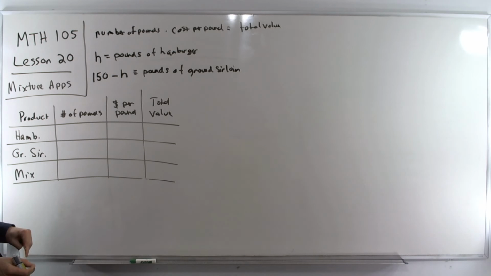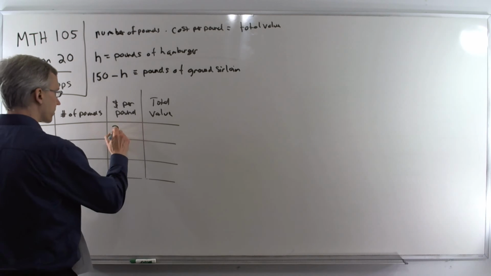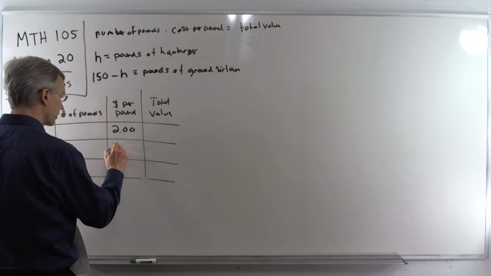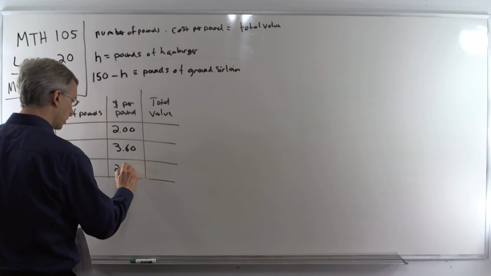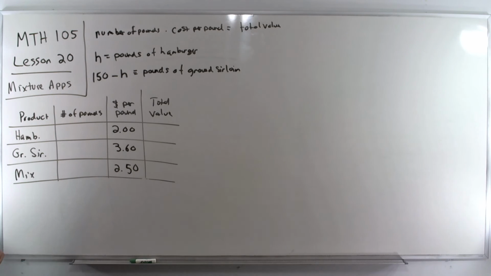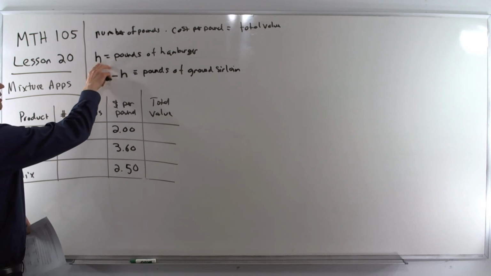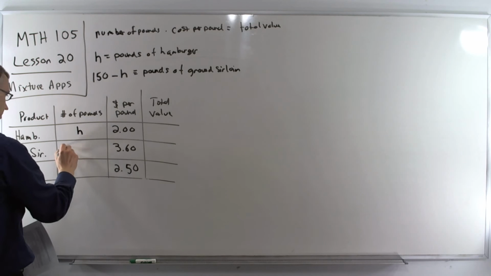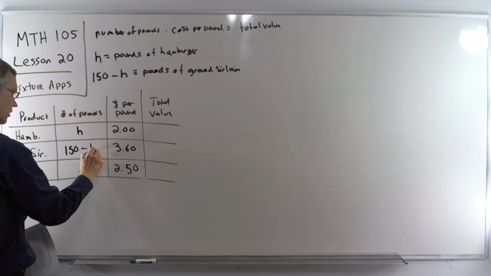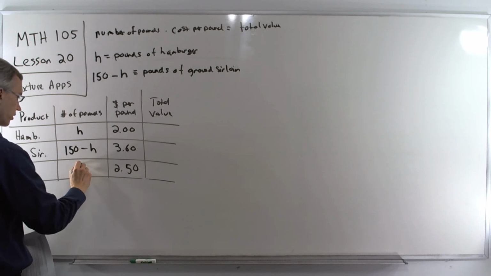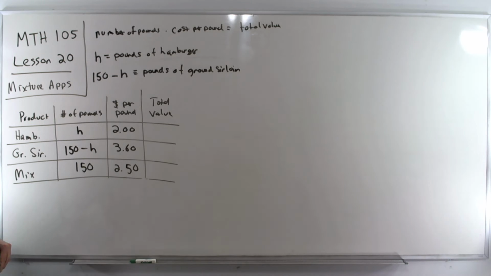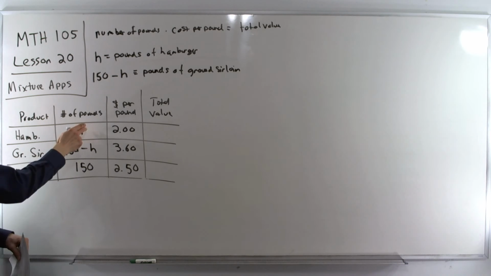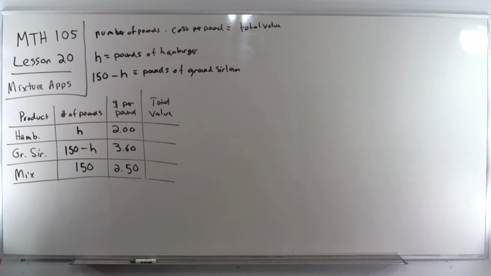Now we know the cost per pound for all three of them. The hamburger is $2 per pound. The ground sirloin is $3.60. And we want the mix to be $2.50 per pound. So the number of pounds, that's going to be filled in with our variables. So H for hamburger. Number of pounds of ground sirloin is 150 minus H. And then we know that the mixture is going to total 150. And if we add these, they should add up to 150. H plus 150 minus H is 150.